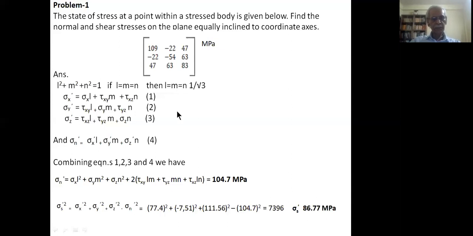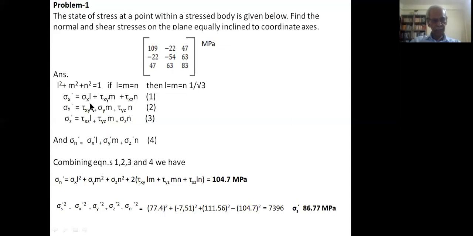So very simple. First thing is to remember equations 1, 2, 3, which we have derived earlier, and the equation for sigma n dash and the equation for sigma s dash. So sigma x dash, sigma y dash, and sigma z dash can be easily found out if we know sigma x, sigma y, sigma z, and the stress matrix.